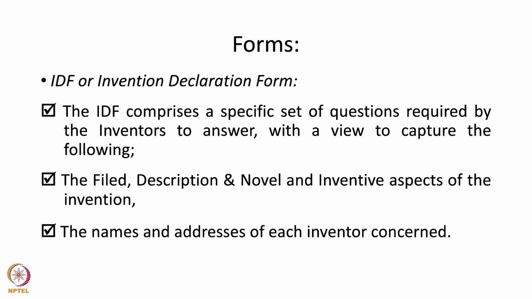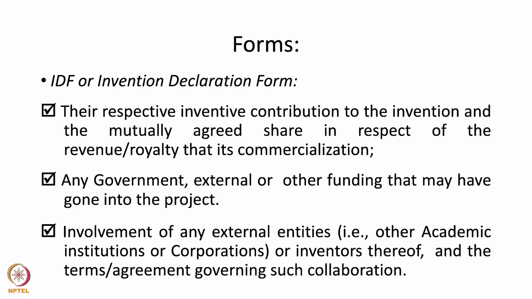Now, there are forms that the IPM Cell will need. The most important form is the Invention Disclosure Form. The IDF comprises a set of questions required by inventors to answer with a view to capture the following: the description of the invention, its novel and inventive aspects, name and address of the inventor, the inventive contribution, if there are multiple inventors, in what ratio they contributed, whether it's been funded by any government or external or other funding agency, whether the invention was developed by involvement of external agencies or entities.